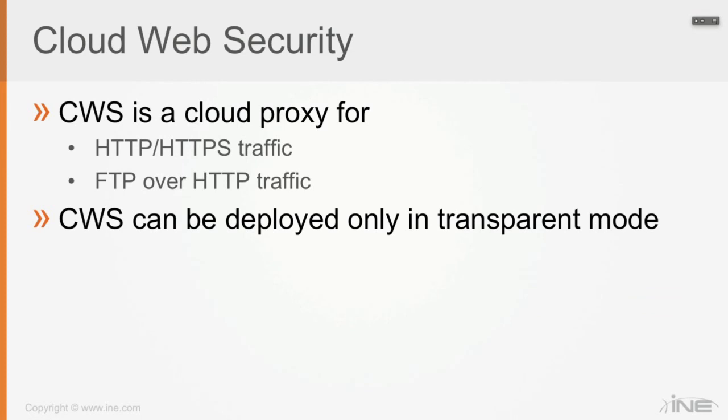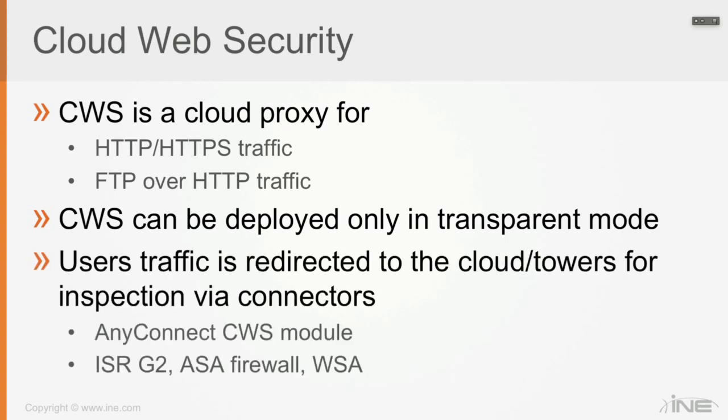Now, cloud web security can be deployed only in transparent mode. So the user is not going to have the proxy configured in the browser. Somehow the user's traffic is going to get redirected to the cloud for inspections, and then is going to be allowed or disallowed. Now the user's traffic is being redirected to the cloud, to the towers in the cloud, via what Cisco calls connectors. And the connector can be the AnyConnect Cloud Web Security module. So AnyConnect has a dedicated module for this function.